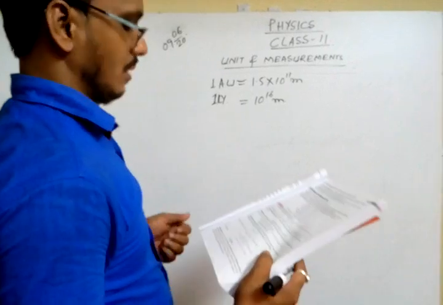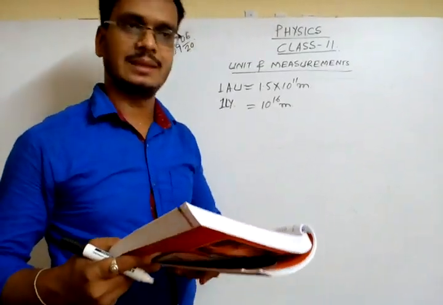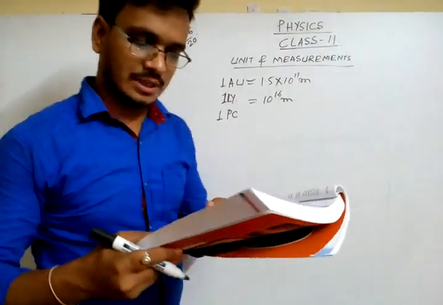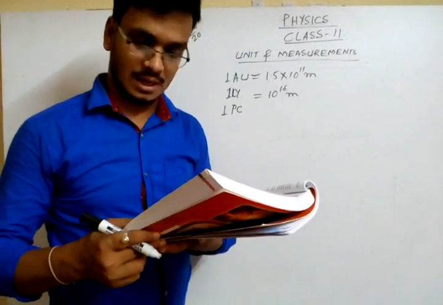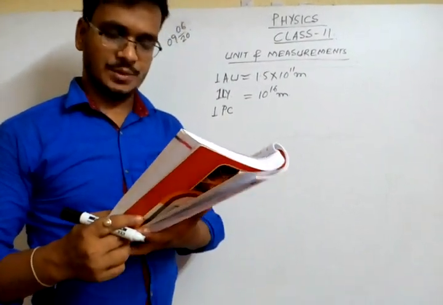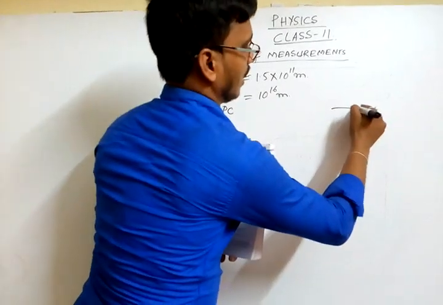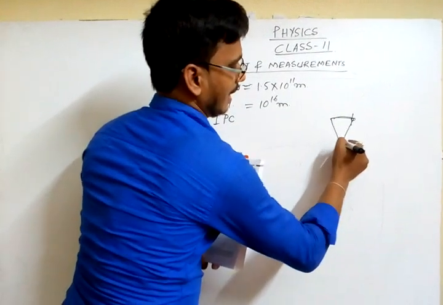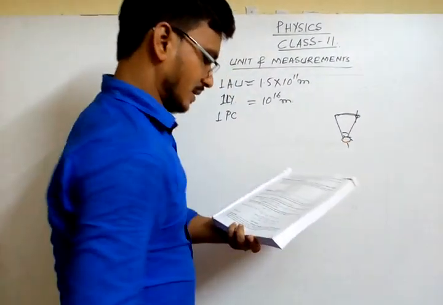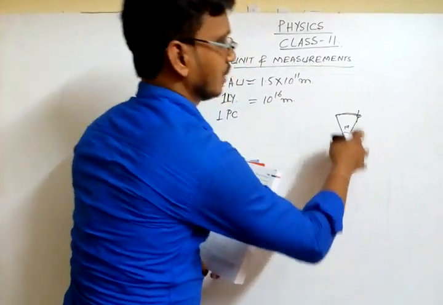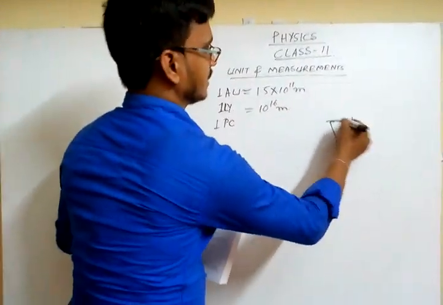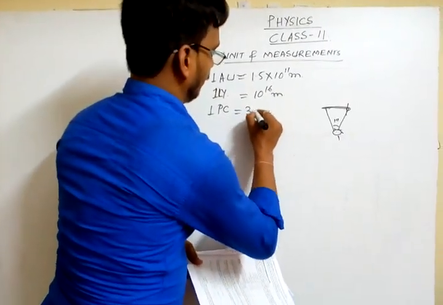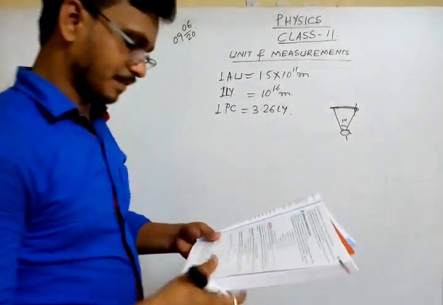After this, we say parsec. What is a parsec? It is the distance at which the average radius of the Earth's orbit around the Sun would subtend an angle of 1 second with respect to the Sun. That means the Earth moves from one place to another, and that is why it makes an angle. That distance is called a parsec, and its value is nearly 3.26 light years.